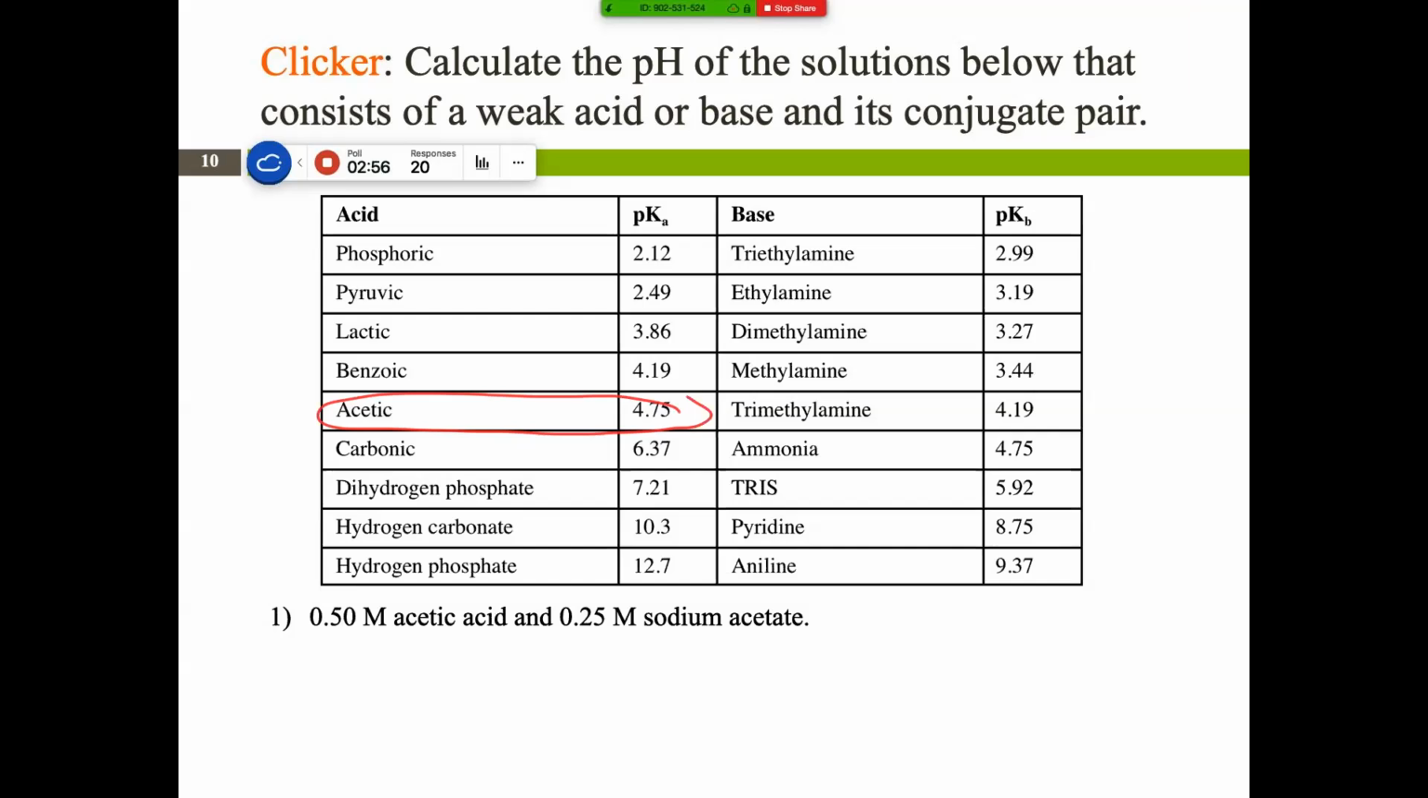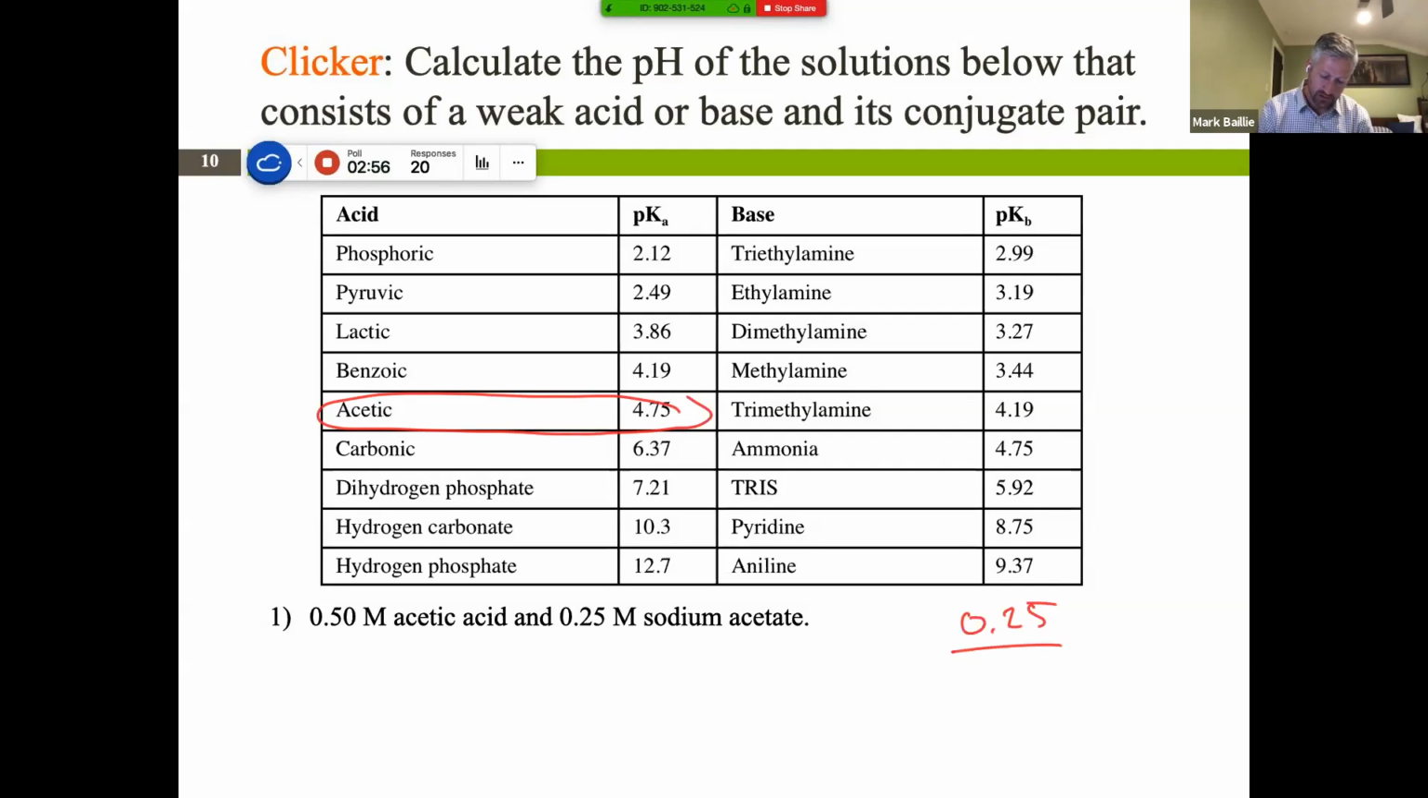What are we going to divide it? I guess that's why I got mixed up. I thought we were going to use 0.50 moles of acetic acid and then divide the base by the acid. Okay. So 0.25 is the base over the concentration of the acid, 0.50 molar.